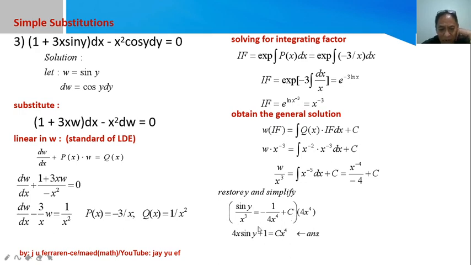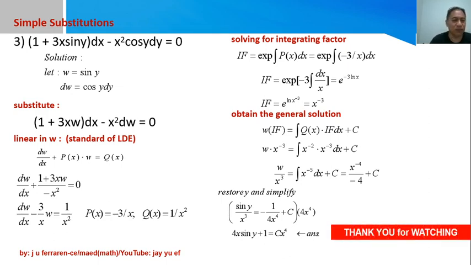If I'm going to remove my denominator, I can multiply with the LCD, the 4x to the fourth power. So I have 4x sine y, plus 1, which is transposed, and that's equal to 4c, which can be called c, times x to the fourth power, and this is now your answer. So that's all for the simple substitution, where the substitution can be made out from the given differential equation.